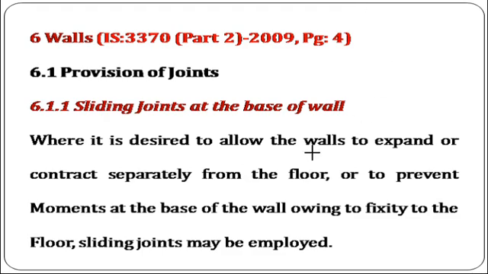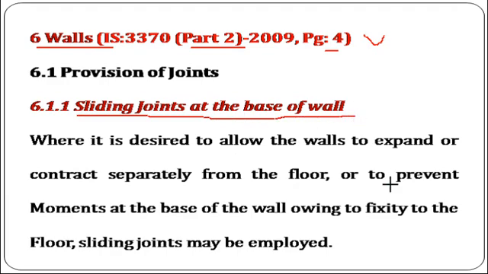Then clause number 6, that is related to the walls of the liquid retaining structure or the water tank. IS 3370 again Part 2, page number 4, in that it is given this clause 6.1 for provision of the joints. In that again 6.1.1, this is for the sliding joint at the base of the wall.